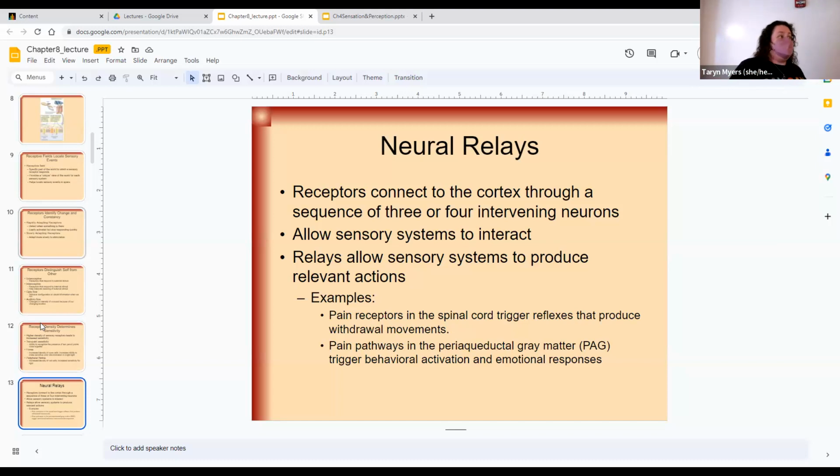These also allow the sensory systems to interact with each other, which becomes very important, and to produce relevant actions, right? Drawing your hand back if something hurts, complex emotional responses, or even, if you're an athlete on the field, knowing how to respond when an opponent is coming towards you.